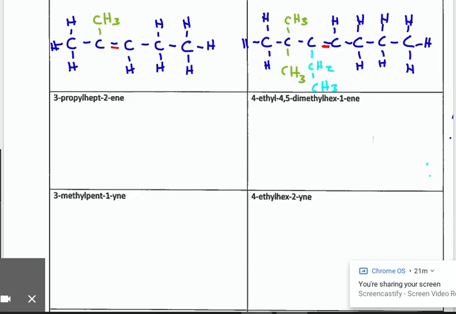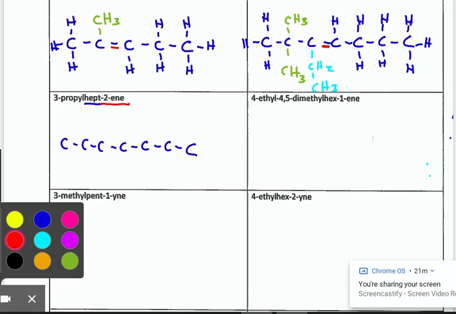All right, our next one, hept, again for 7. So 1, 2, 3, 4, 5, 6, 7. 2-ene, so a double bond at 2. Looks like we have a propyl group on carbon 3. So 3 carbons. 1, 2, 3. And then saturate it with hydrogens.